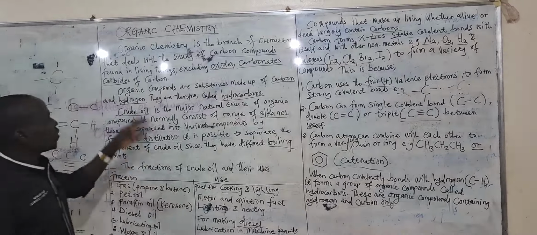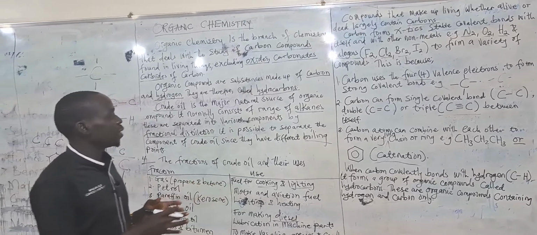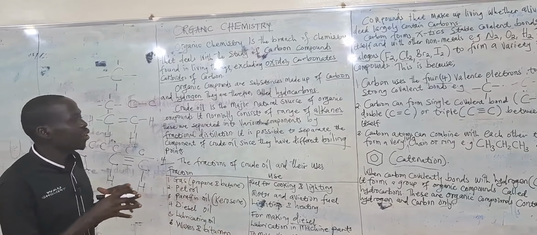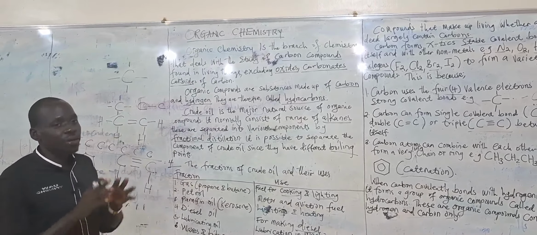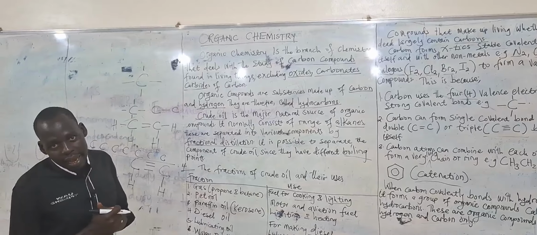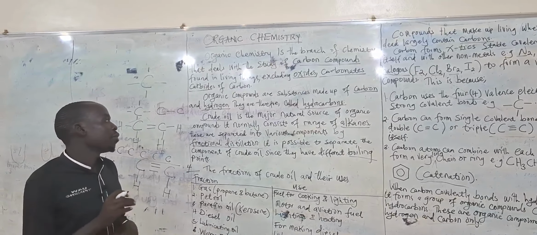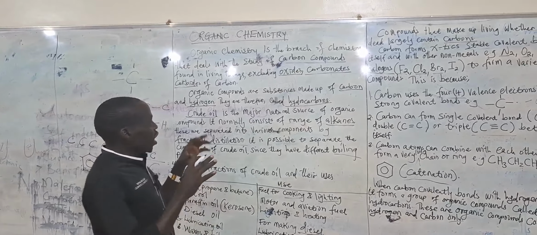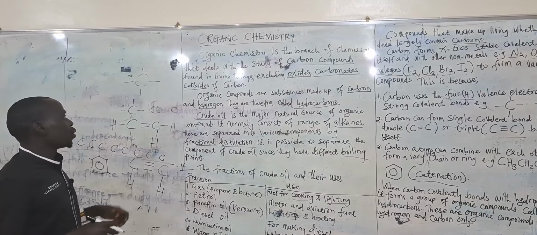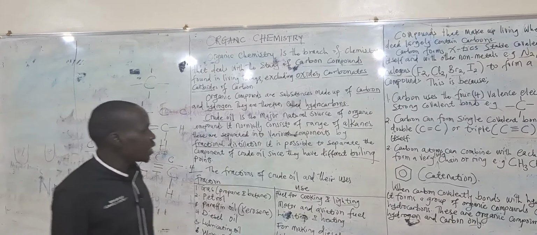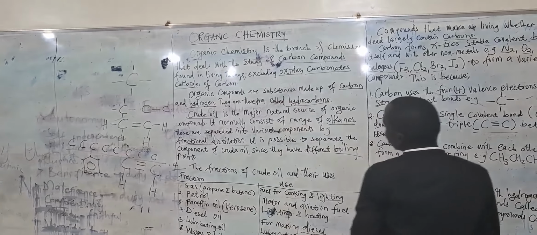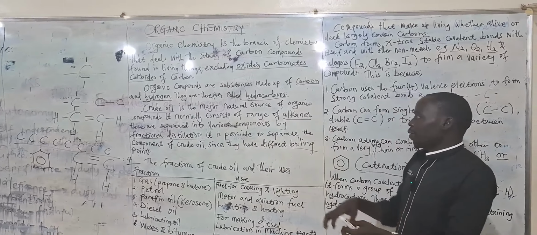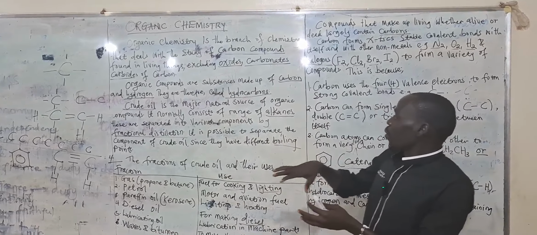Now, the recap here is that organic chemistry is simply chemistry which deals with the study of organic compounds. But we are saying we are going to exclude some of the compounds like the oxides, carbon dioxide, carbon monoxide, the carbonates. Then at the same time, we are going to exclude the carbides. But there's that bond between carbon and hydrogen. So that bonding forms what we call the hydrocarbons.